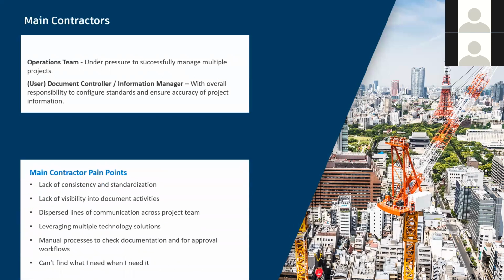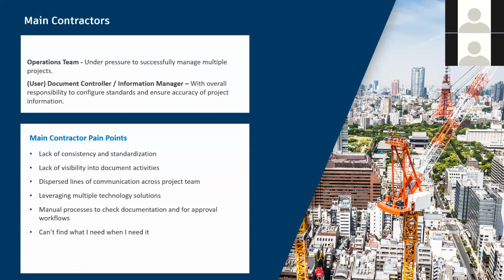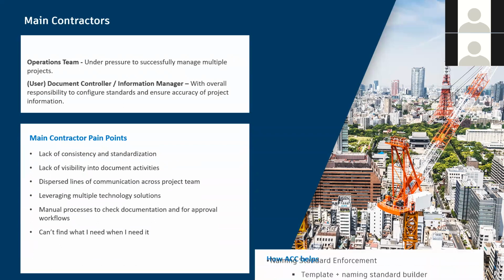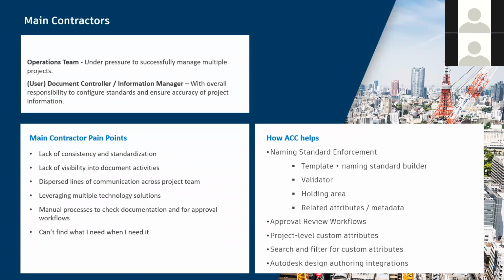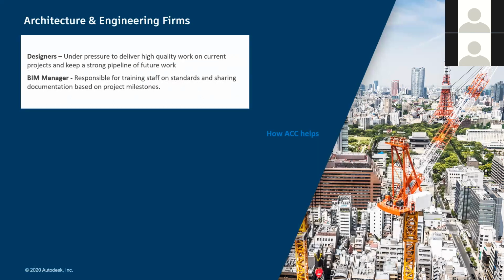And then for the main contractors, you're going to have similar concerns if you're a main contractor as well, such as the lack of consistency and standardization, and back to auto versioning and stuff like that as well. So you'll always know that you're working with the latest version. And again, in a similar way, main contractors benefit from that naming standard enforcement, and being able to access and search files in that Autodesk Construction Cloud.